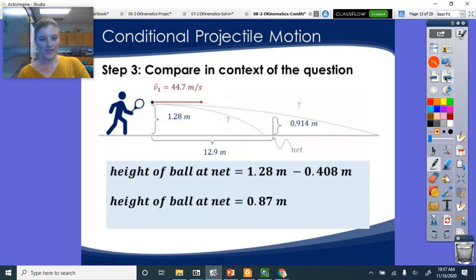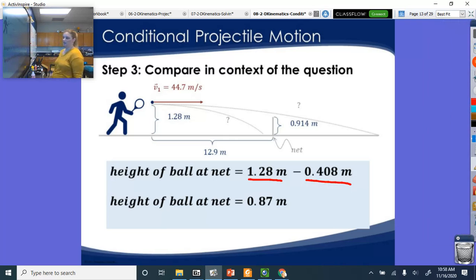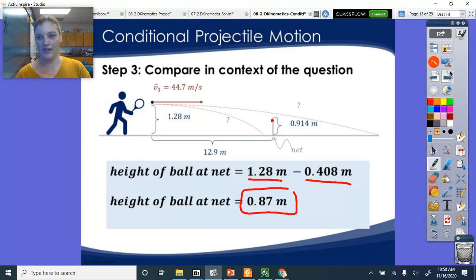So do I make it over the net? What it's telling me is I start here and I subtract the displacement in the y that I just calculated. The ball is going to hit at 0.87 meters above the ground, which is like here. So the ball did not make it over the net.